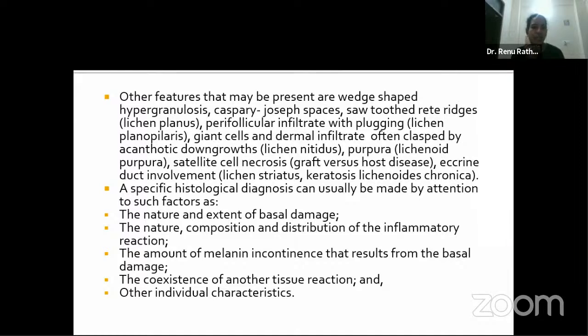Purpura, like in lichenoid purpura. Satellite cell necrosis in graft versus host disease. Eccrine duct involvement in lichen striatus and keratosis lichenoides chronica. So a specific histological diagnosis can usually be made by attention to such factors like the nature and extent of basal damage, the nature, composition, and distribution of inflammatory reaction, the amount of melanin incontinence that results from the basal damage, the coexistence of another tissue reaction, and other individual characteristics.